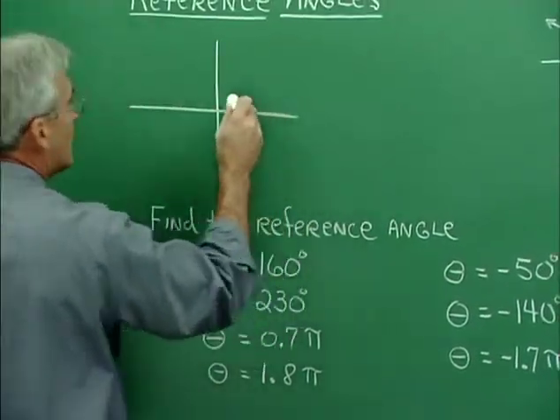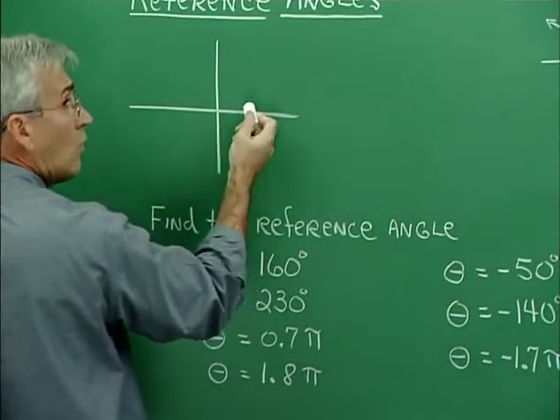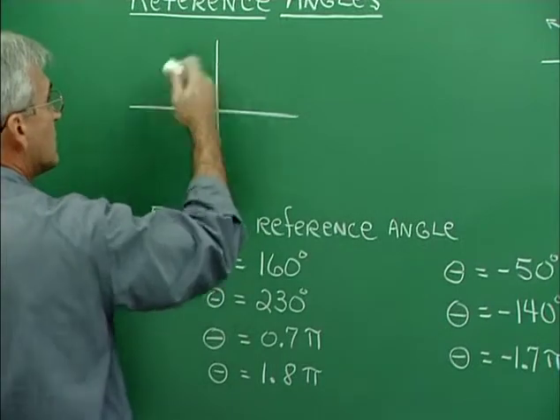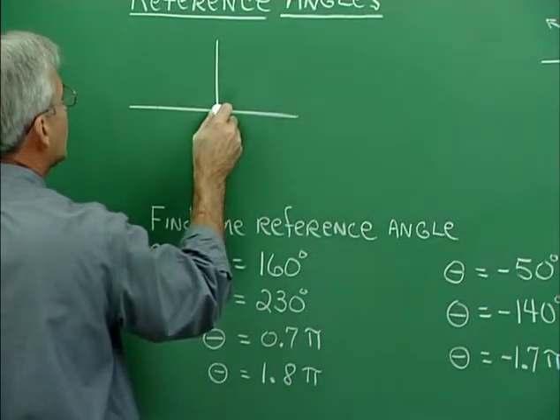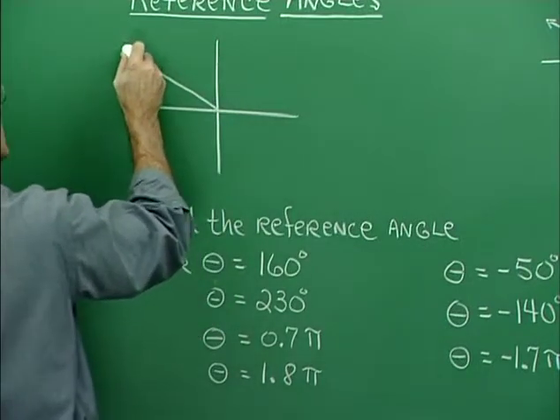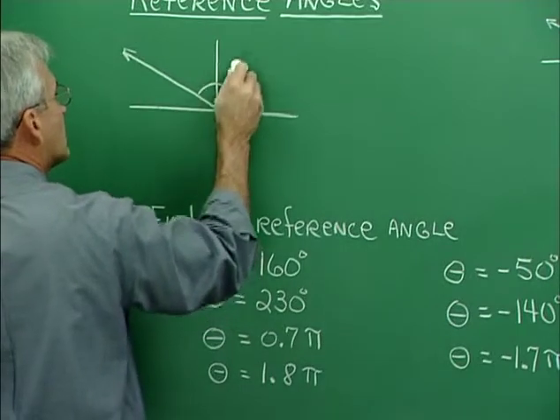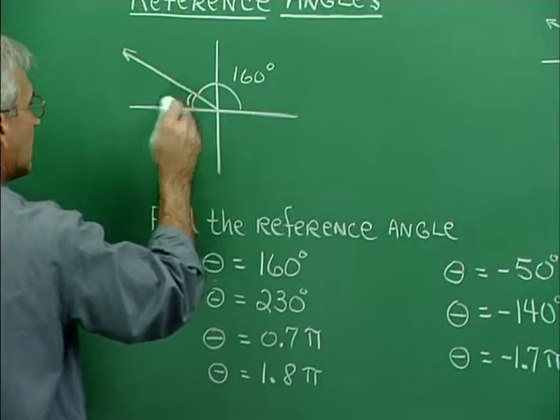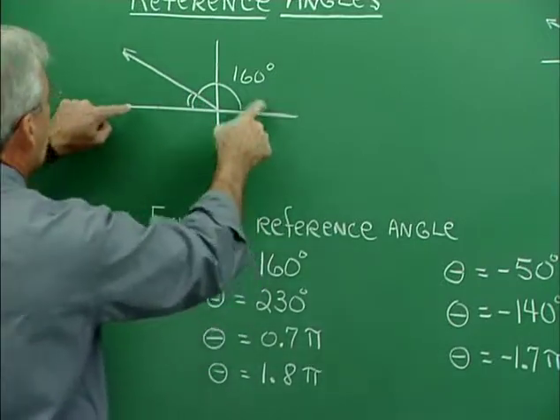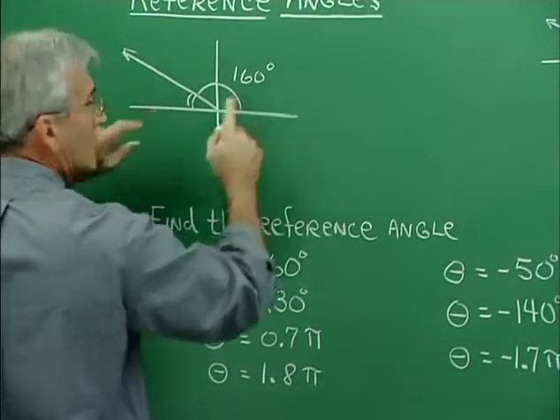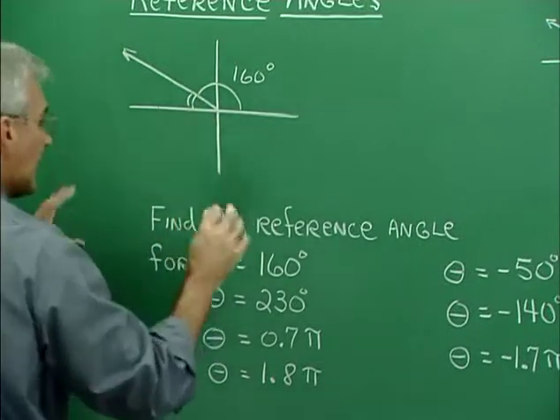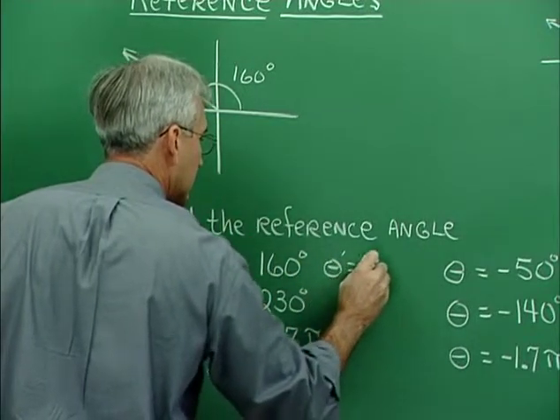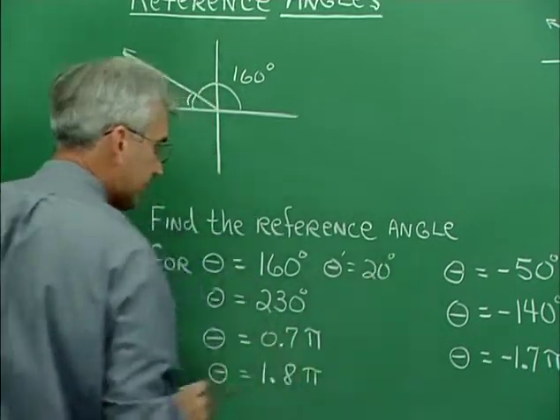All right, so we would have something like this. We have an angle of 160. Here's 90 degrees, here's 180. So 160 falls into the second quadrant, and it's roughly something like this. So here's our 160 degree angle. Now we want the reference angle here, the theta prime, and it's 180 minus 160. You see, 180 minus 160, that's 20 degrees. So theta prime then is 20 degrees.